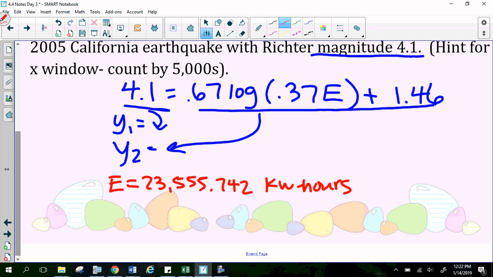And always remember that you are to provide a graph. So our graph looked like this, and this was at 4.1, and then you could put your point of intersection there if you wanted to, but a sketch of the graph is fine.